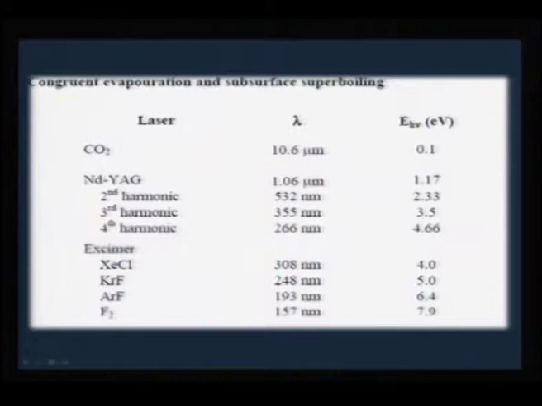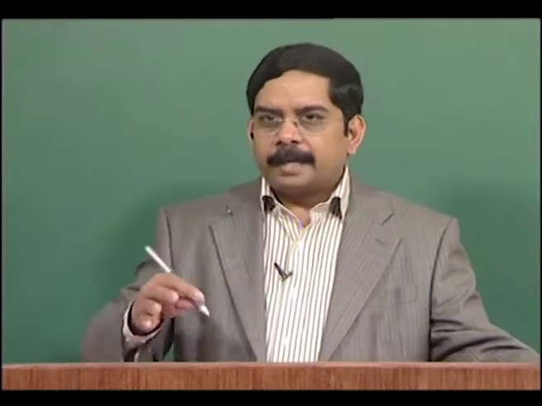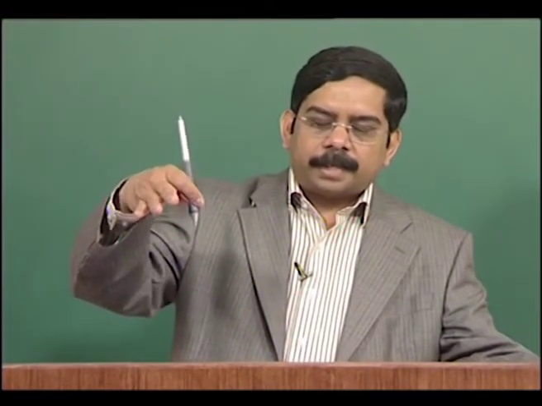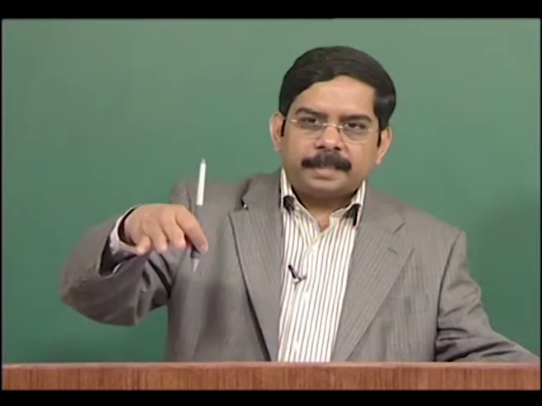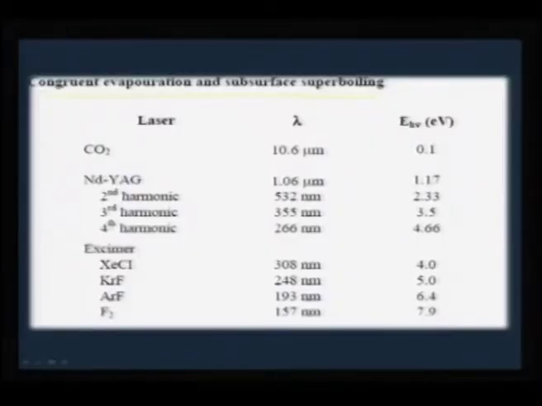So congruent evaporation and subsurface superboiling, these are parameters that we need to keep in mind, because your laser light essentially will bring about knocking of this material, and because of the continuous heating on the target material, there will be some amount of melting and boiling happening at the junction. So we need to know what sort of energy is coming out when laser light is interacting with your surface. For example, if you use carbon dioxide laser, the wavelength actually will generate only 0.1 eV, and that is not good enough for ablating any of your inorganic material.